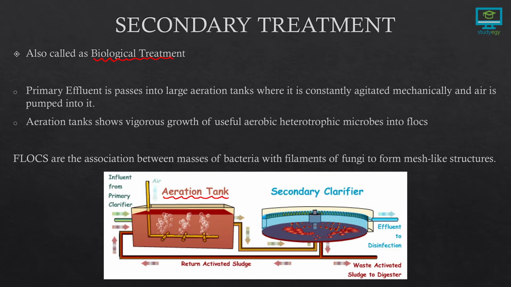As mentioned here, primary effluent is passed into large aeration tanks where it is constantly agitated mechanically and air is pumped into it. This air provides suitable conditions for these aerobic heterotrophic microbes to grow. Flocs are associations of masses of bacteria with filaments of fungi to form mesh-like structures. As flocs are formed, they feed upon the organic matter present in the primary effluent.